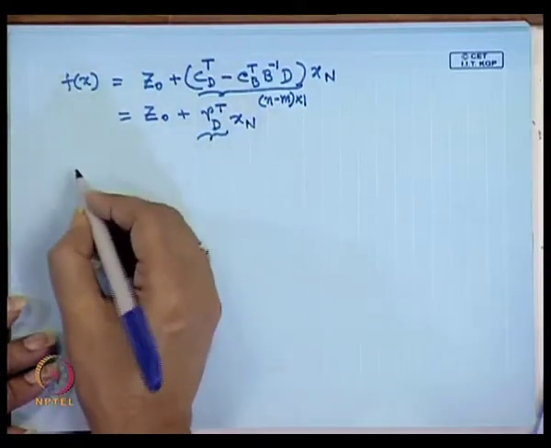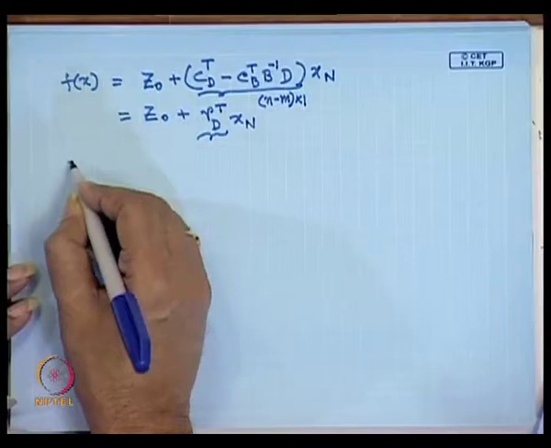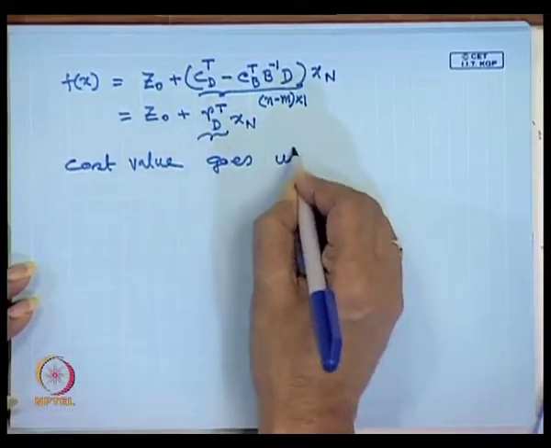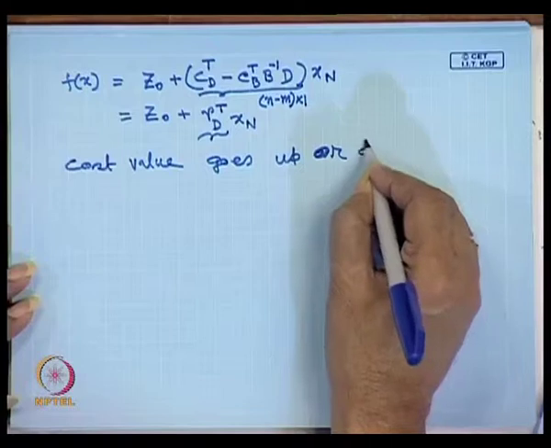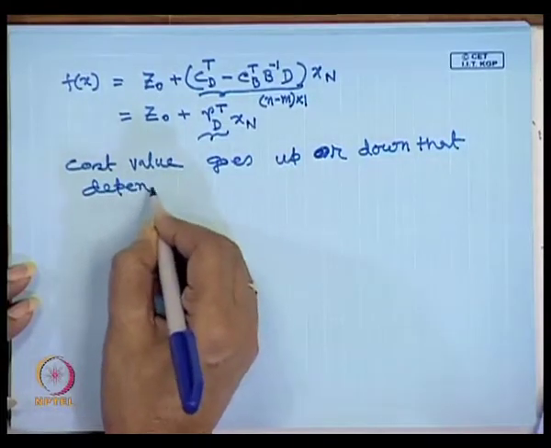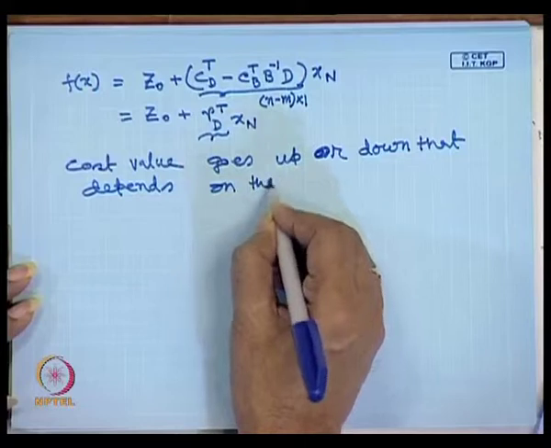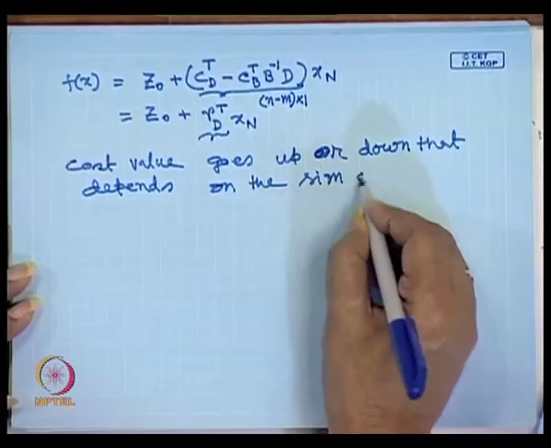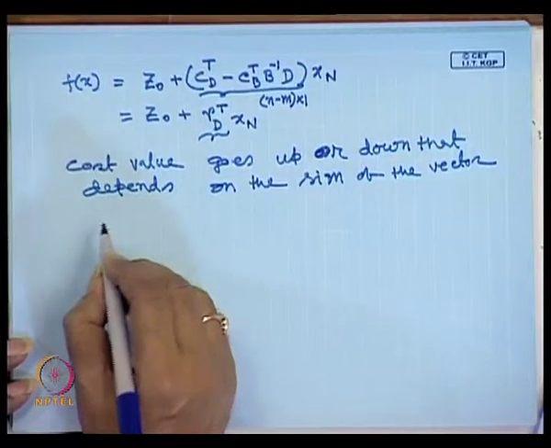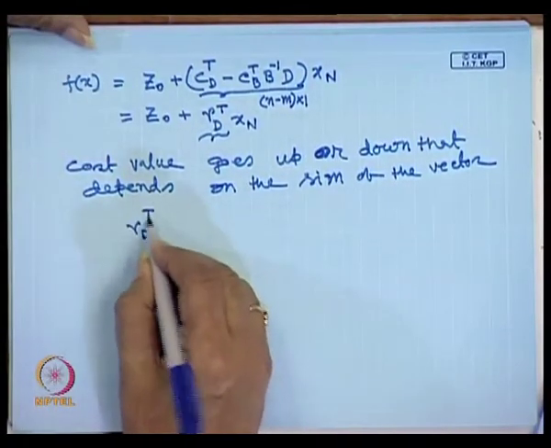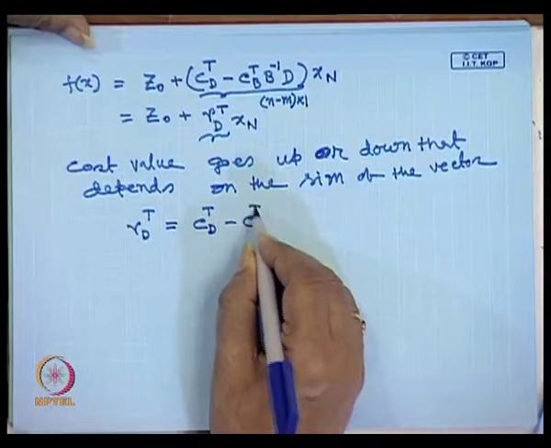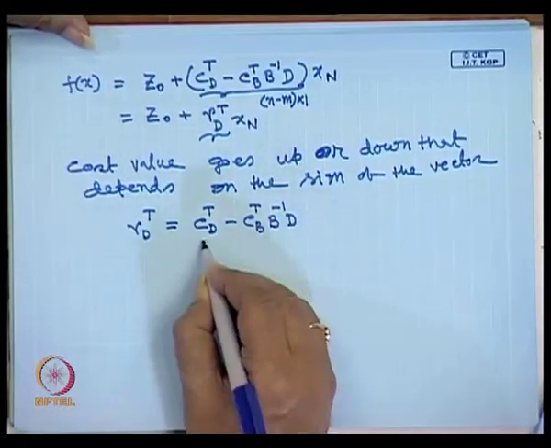That means the cost value goes up or down, and that depends on the elements, or you can say on the sign, of the vector R_D transpose, which is equal to C_D transpose minus C_B transpose B inverse D.